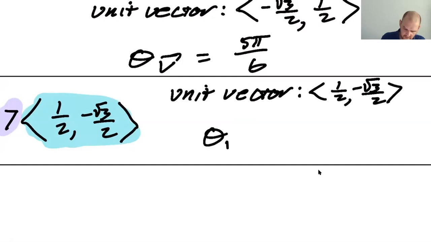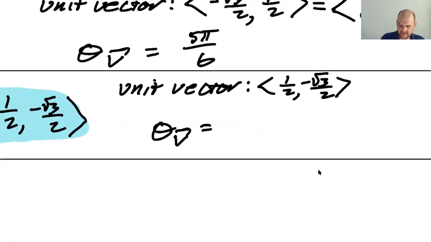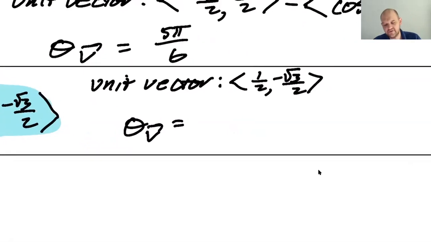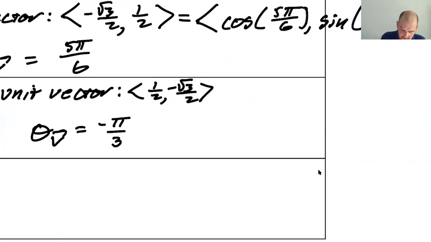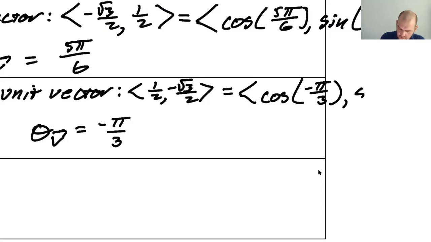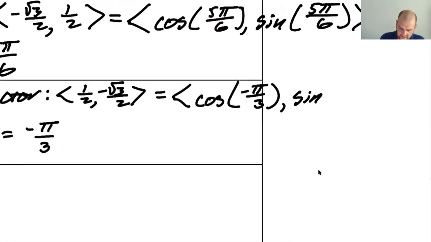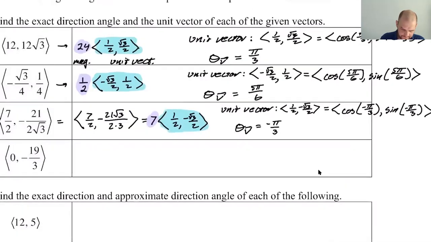Our direction angle, well, what does 1/2 negative root 3 over 2 go with? Ordinarily, I would think 1/2 negative root 3 over 2 is 5 pi over 3, but I'm not allowed to use that. 5 pi over 3 is not between negative pi and pi, so I'm going to go with negative pi over 3, which is probably the weirdest part. And it's just because we're not allowed to use it. We didn't get to make that rule, and that's totally fine. We'll follow the rules, not a problem. Okay, so we got that.